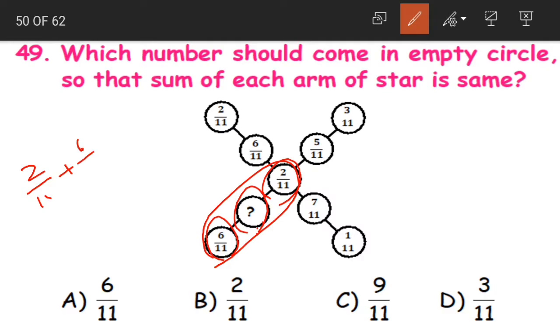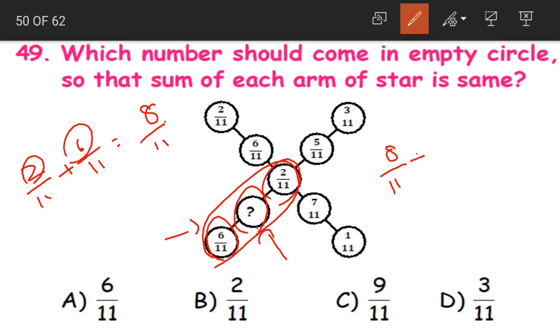2 by 11 plus 6 by 11 is equal to how much? 8 by 11. 2 plus 6 is equal to 8. But the total sum should be equal to 8 by 11 plus 1 fraction is missing. And the total sum should be equal to what, children? 10 by 11. Yes, the sum of each arm is 10 by 11.